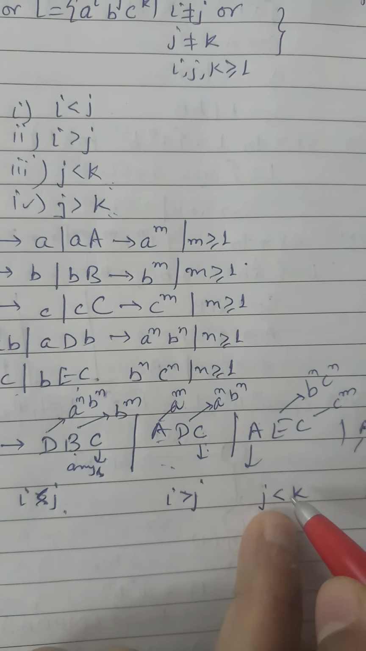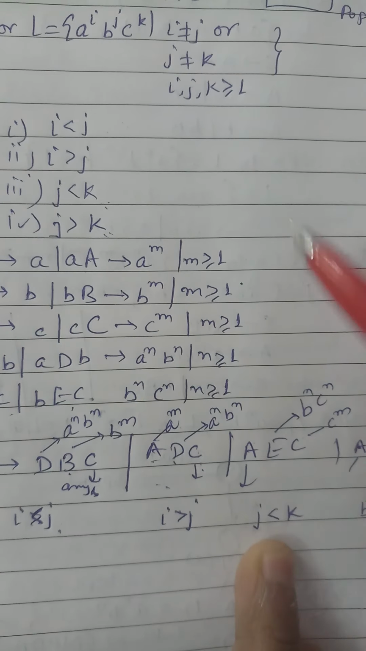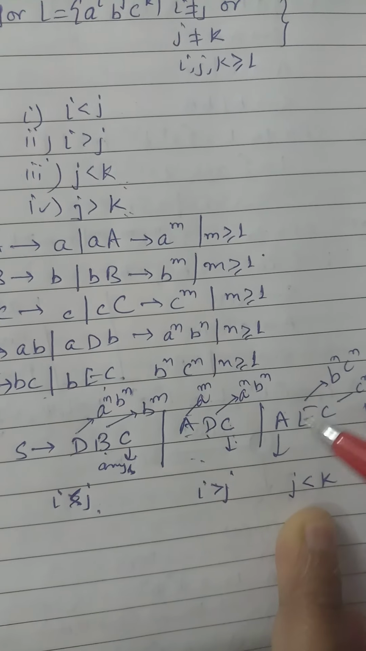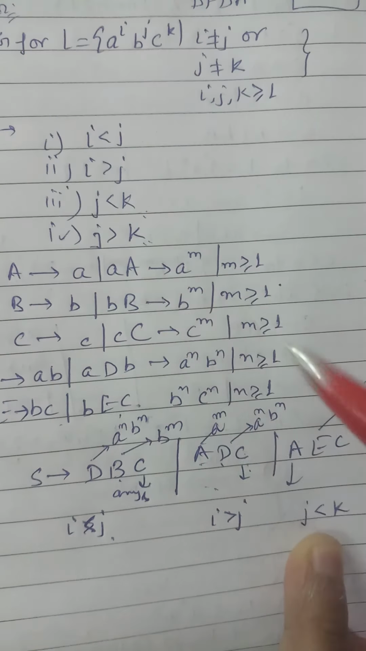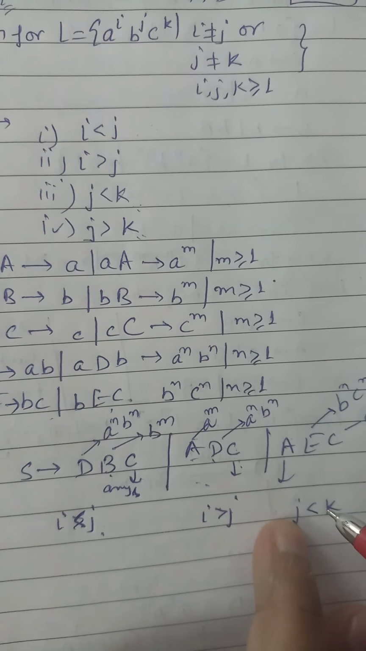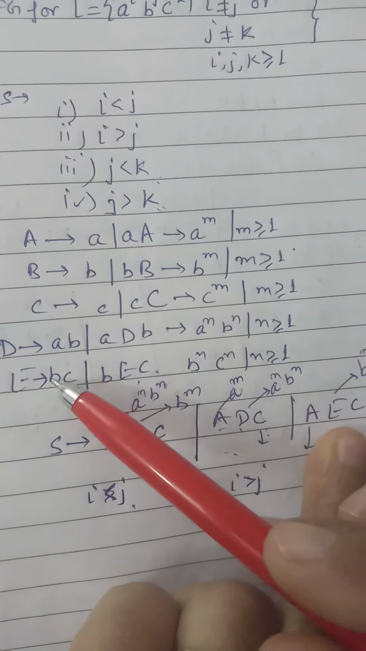When j is less than or equal to k, so we are talking about j and k now. So a can be anything. So we can write simply a here, or we can say i can be anything, so we are not worried about i. Now we are talking about j is less than k. That means b is less than c. So we are taking e, bc.